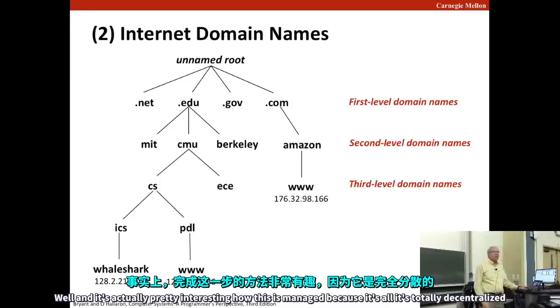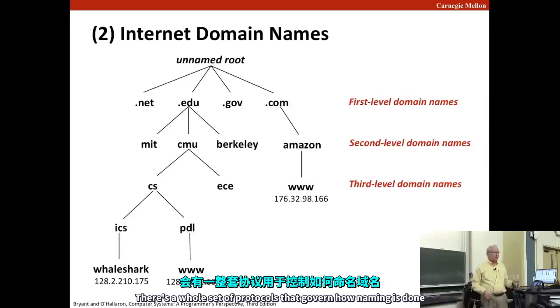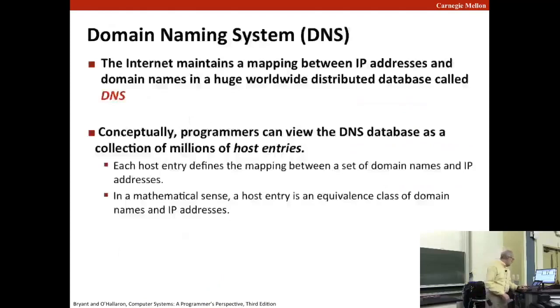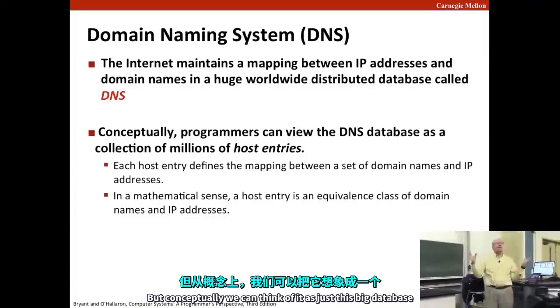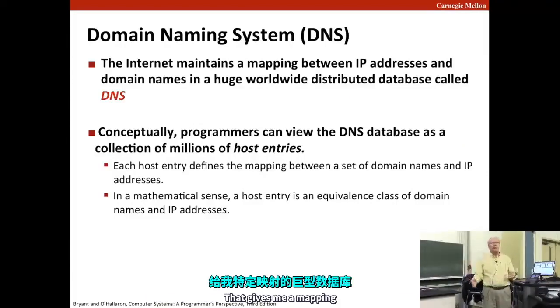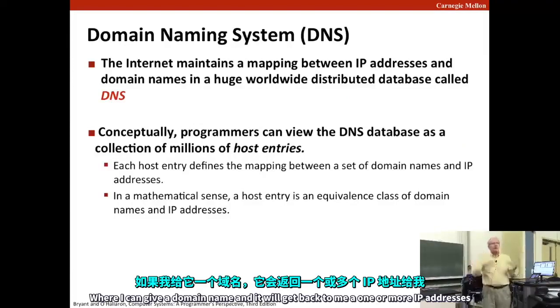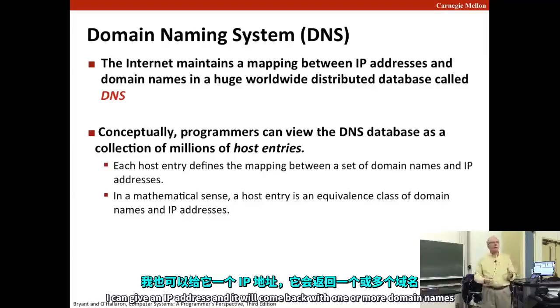And it's actually pretty interesting how this is managed because it's totally decentralized. There's a whole set of protocols that govern how naming is done. But conceptually, we can think of it as just this big database that gives me a mapping where I can give a domain name and it will get back to me one or more IP addresses. I can give an IP address and it will come back with one or more domain names.